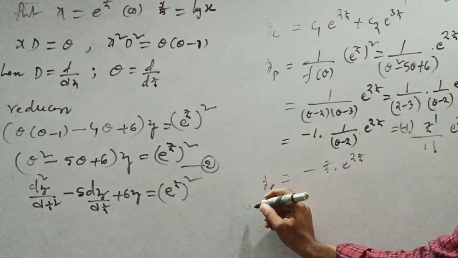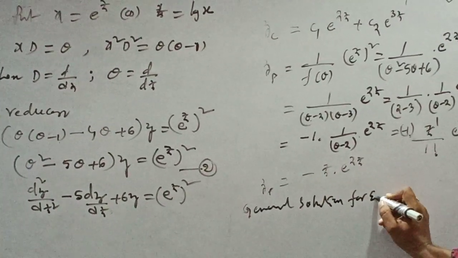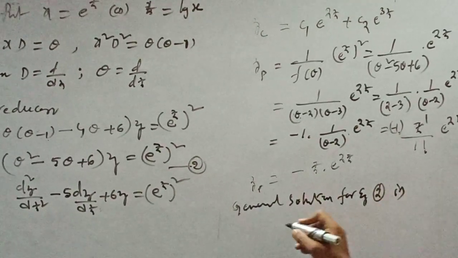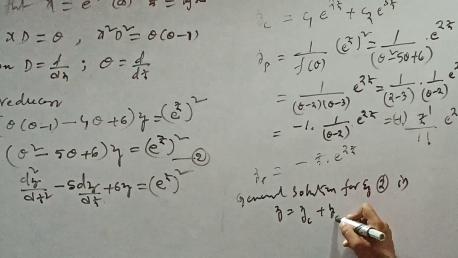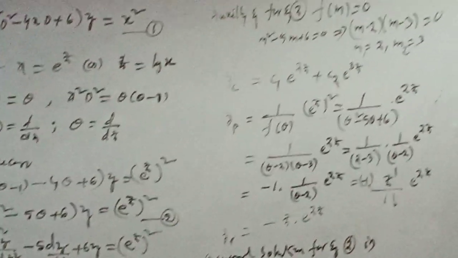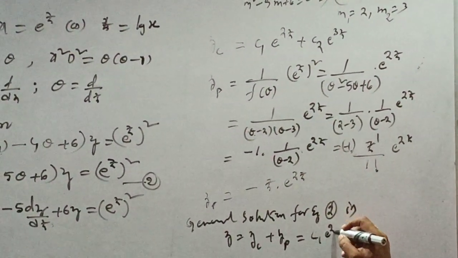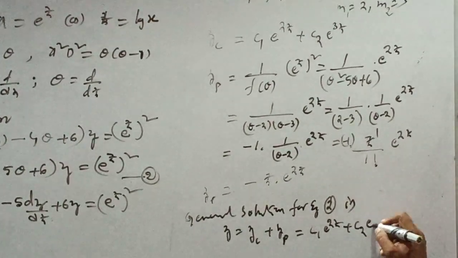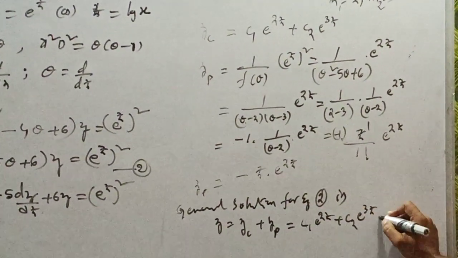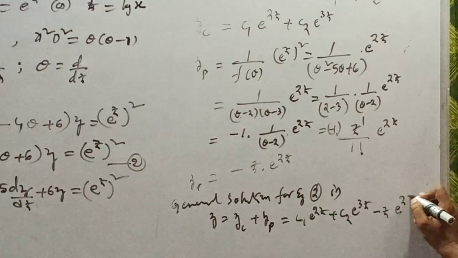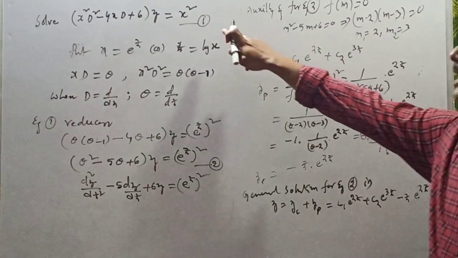Both together give the general solution for equation 2. The general solution is y equals yc plus yp. What is yc here? c1 e to the power of 2z and c2 e to the power of 3z, plus what is yp? Minus z e to the power of 2z. This is the solution for equation 2, but we require the solution for equation 1.